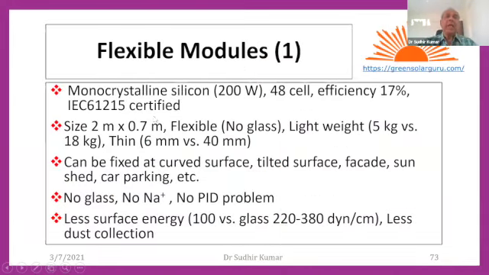Flexible modules are a very interesting thing that I would like somebody to start manufacturing in India. This is very simple. Monocrystalline modules are there, and it has a flex. The size is 2 meter by 0.7 meter, and it is flexible, lightweight, and thin. That is an advantage. It can be fixed on a curved surface also. Tilted surface, facade, and it has no glass, so the problem of breaking is not there. Less surface energy, hence less dust collection on this one.